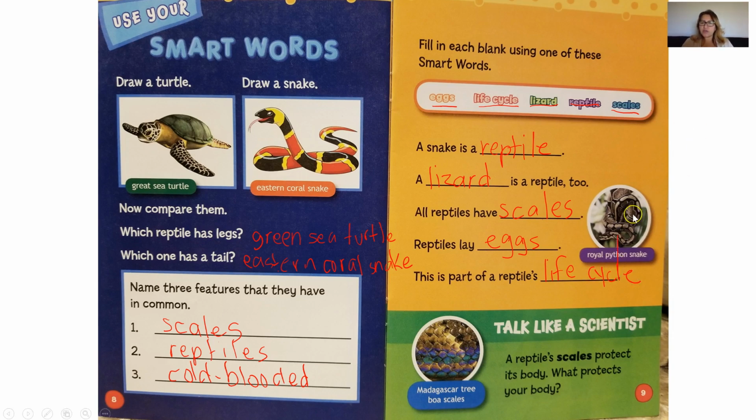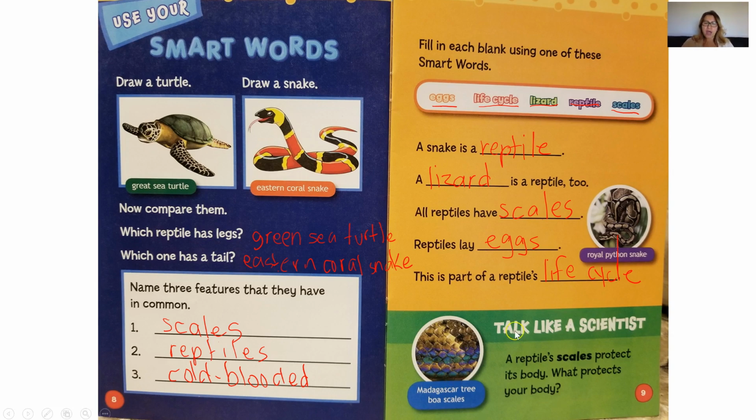Okay, and here, boys and girls, we have a royal python snake. It's a really cool snake. Look at its patterns. Okay, now we have a Madagascar tree boa's scales. A photograph of a Madagascar tree boa's scales. It kind of looks like they have different colors of scales. Kind of reminds me of the rainbow fish scales.